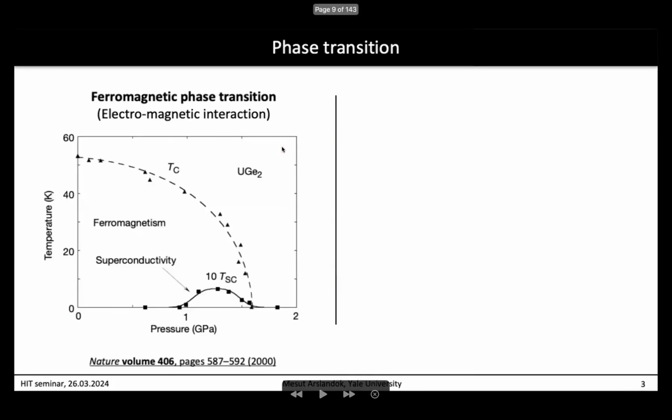And then there's another way of looking at phase diagrams. This is the ferromagnetic phase transition of uranium germanide. And I like this picture very much because it really looks like what we expect to see in heavy-ion collisions. And here the temperature is on the level of 40, 50 Kelvin. And what happens is that from the paramagnetic phase, after this Curie temperature, you basically change your phase, your spins are aligned, and you get into the ferromagnetic phase. And if you cool down even further, you get to superconductivity.